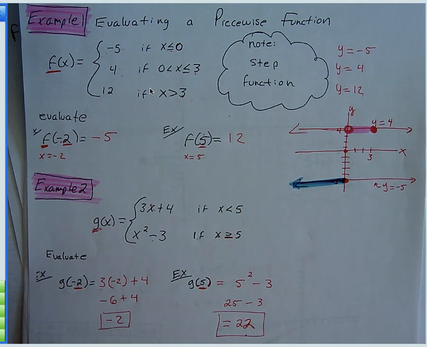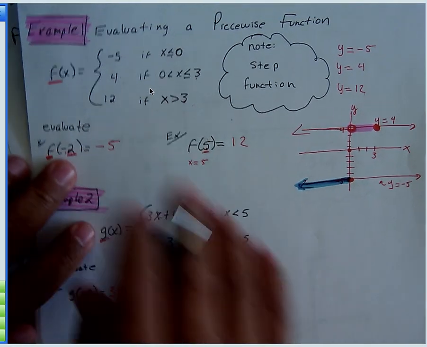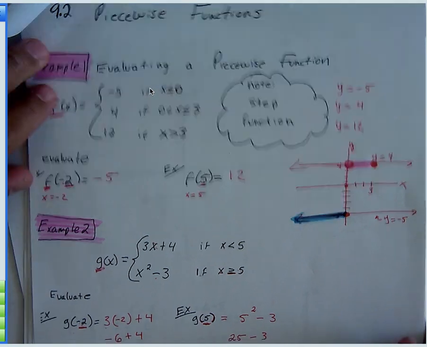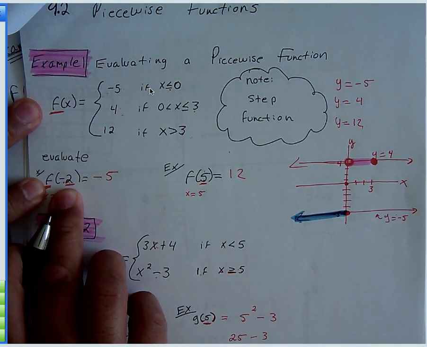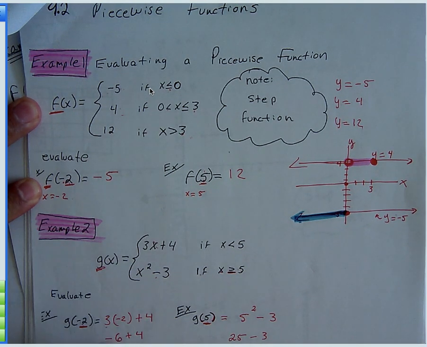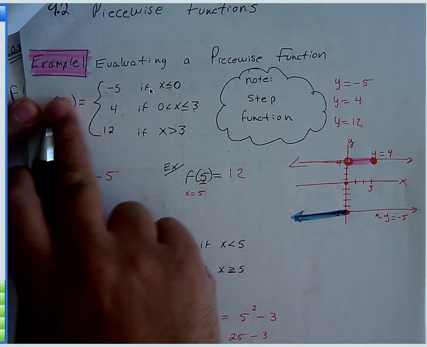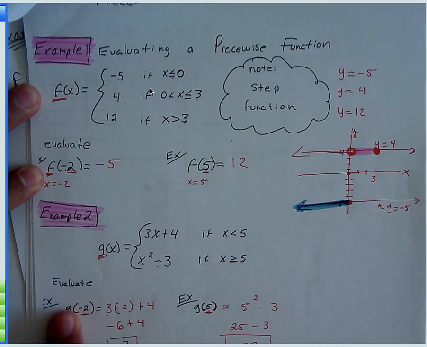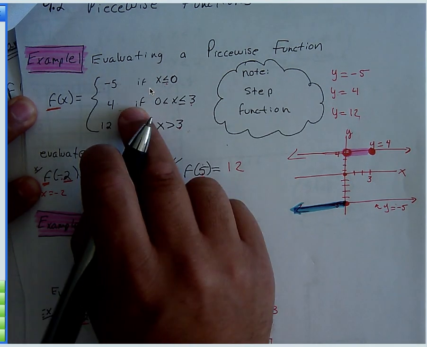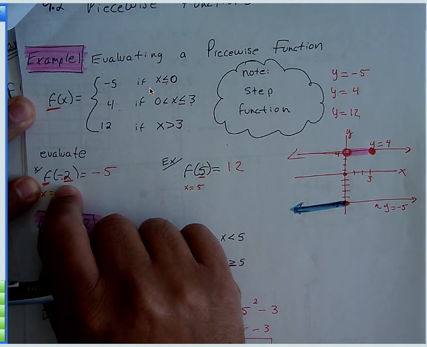Guys, the other video didn't record, so I'm recording just the evaluating part. So evaluating, when they give you this, find this x. This is for this function f, and then this one for the g function. So for example, this one, they ask you to evaluate f of -2.